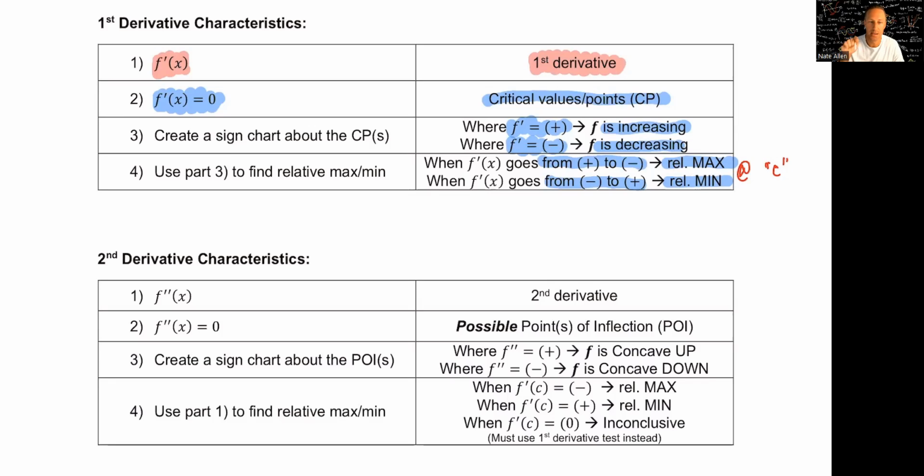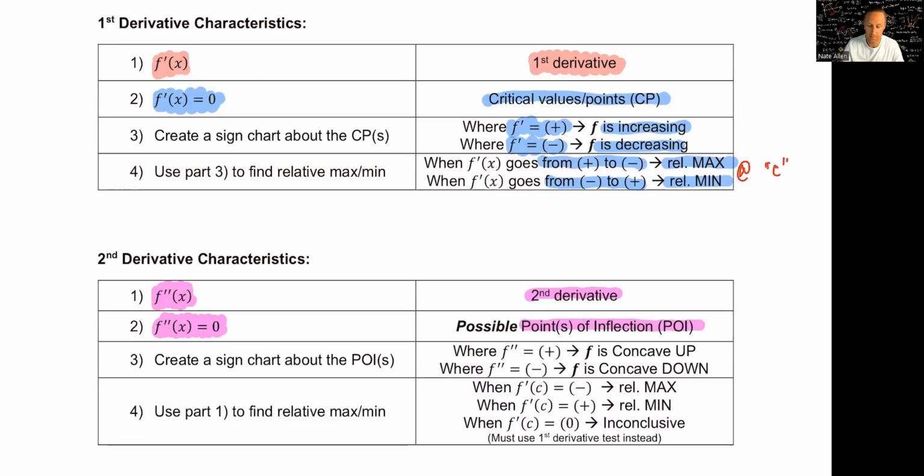Now, if you hit the reset button and do that for the second derivative, you're basically going to be doing the same steps, these 3 steps. But for the second derivative, it finds different things for us. So again, we will still set it equal to 0, but now instead of the critical points or values, it will find the possible points of inflection. Possible because we can have some issues, as we mentioned.